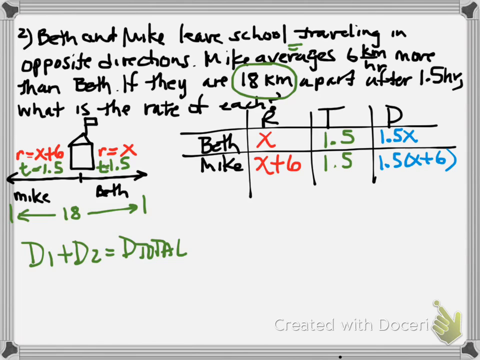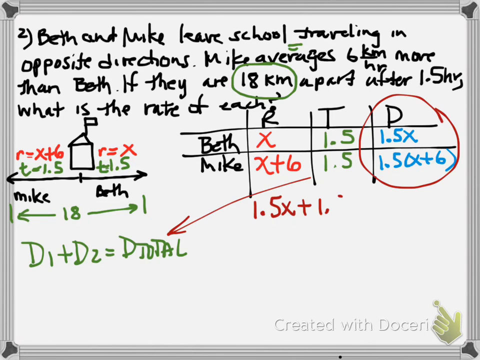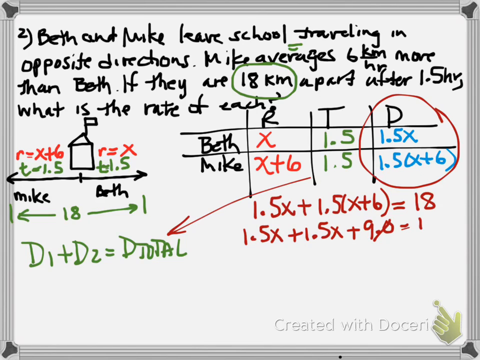And it's these values that I'm going to use in this idea here. So I have 1.5x, that's Beth's distance traveled, plus 1.5 times the quantity x plus 6, that's Mike's distance traveled, and that's got to equal that total of 18. Okay? I'm not going to worry about getting rid of decimals. I'm going to just keep them there and work with them. So I get 1.5x plus 1.5x plus 9 equals 18.